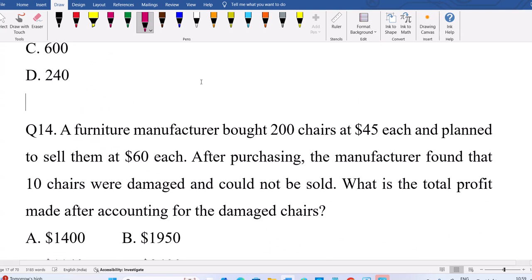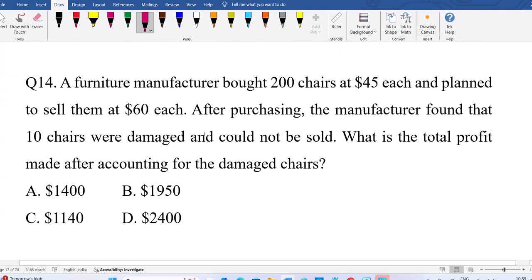Now profit and loss. A furniture manufacturer bought 200 chairs at $45 each and planned to sell them at $60 each. After purchasing, the manufacturer found that 10 chairs were damaged and could not be sold. What will be the total profit? See, basic question. The length is 3 or 4 lines, but a very basic question actually. What is the cost price here?